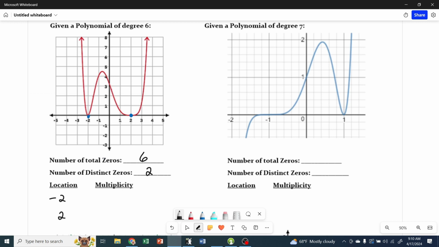Now, the multiplicity of this. How do we figure this out? Well, since this is a bounce here at negative 2, but it's thin, it's not flattened. It's rather sharp. That's going to have a multiplicity of 2. And at 2, this is going to have a multiplicity of 4.